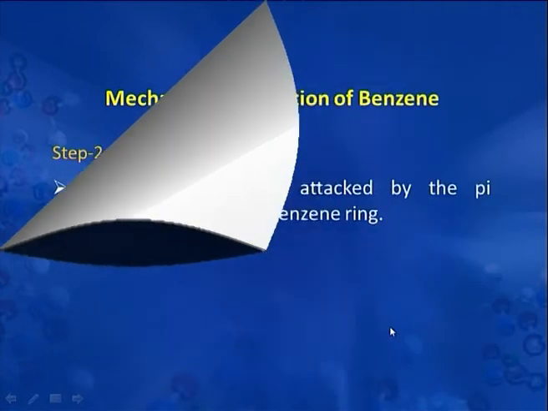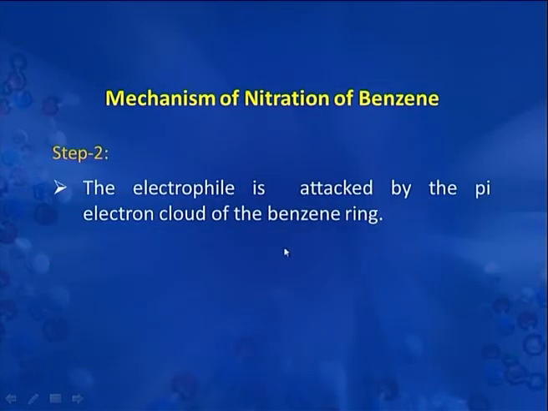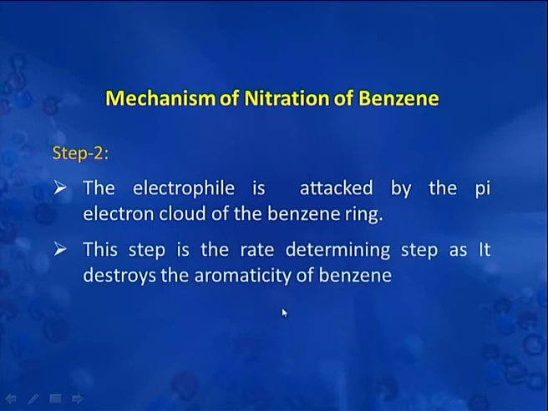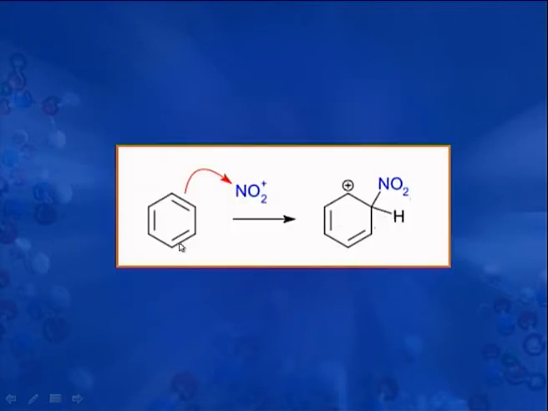In the second step, the electrophile is attacked by the pi electron cloud of the benzene ring, and in this step the aromaticity of the benzene ring is destroyed. This is taken as the rate determining step. You can see here this is the benzene ring, and the pi electron cloud of the benzene ring is attacking the electrophile, and thereupon there is formation of this carbocation, and the aromatic character of benzene is destroyed. That is why this is a slow step and this is also the rate determining step in nitration.